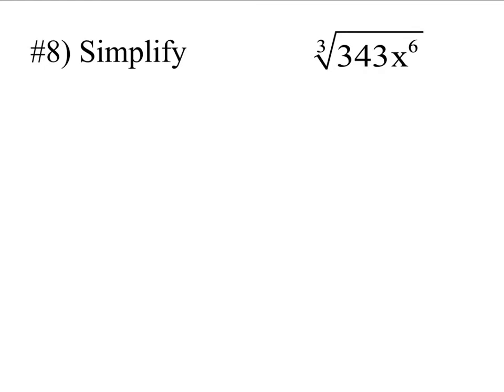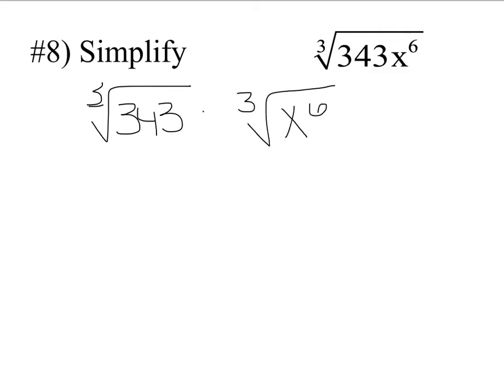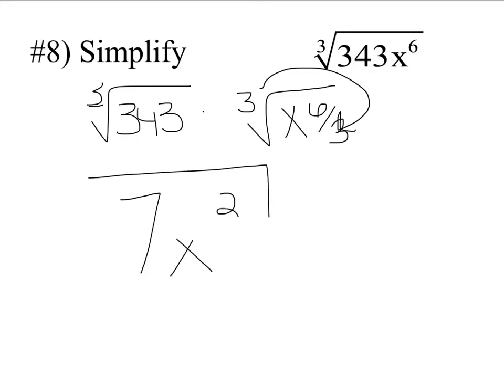Here we have the cube root of 343, x to the 6th. So we're going to take the cube root of 343 times the cube root of x to the 6th. Now, hopefully by now you know that the cube root of 343 is 7. And we're going to take our index back here and make it our denominator. And we know that 6 over 3 is 2. So it's 7x squared.